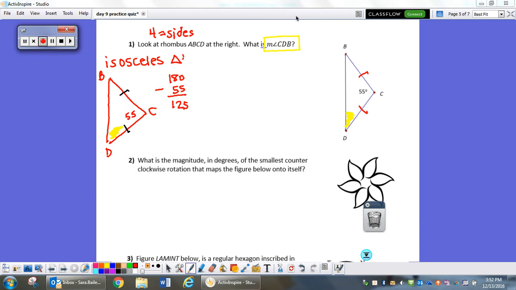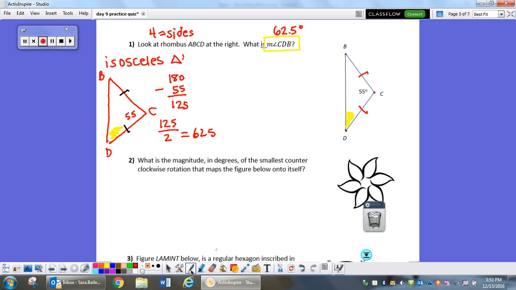Alrighty, I'm back. Alright, so we were finding the missing angle of an isosceles triangle because I split that rhombus in half. So there's 125 degrees left to be split evenly. So 125 divided by 2 is 62 and a half, which means our angle is 62 and a half degrees.